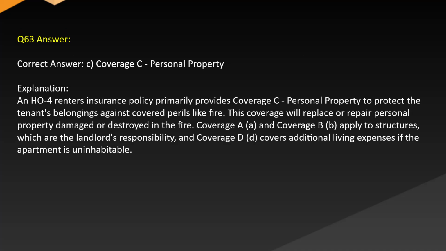Coverage C, Personal property. Explanation: A renters insurance policy primarily provides Coverage C, Personal property, to protect the tenant's belongings against covered perils like fire. This coverage will replace or repair personal property damaged or destroyed in the fire. Coverage A and Coverage B apply to structures, which are the landlord's responsibility, and Coverage D covers additional living expenses if the apartment is uninhabitable.